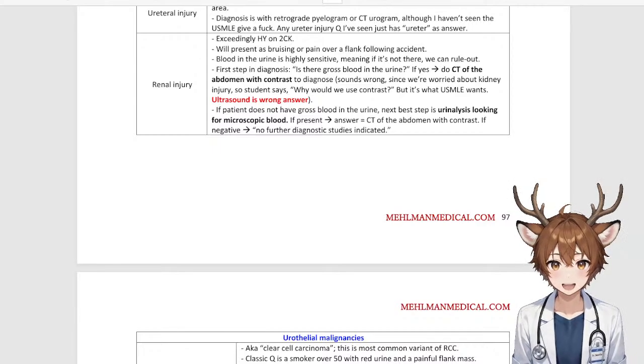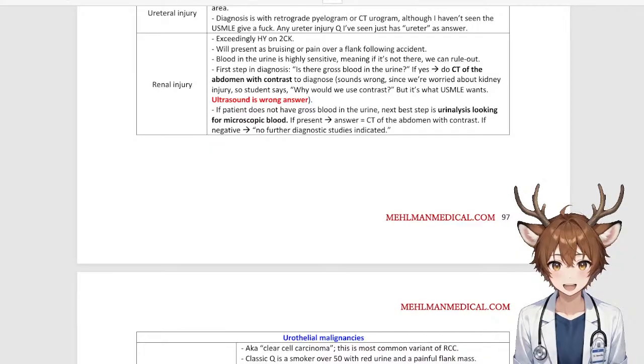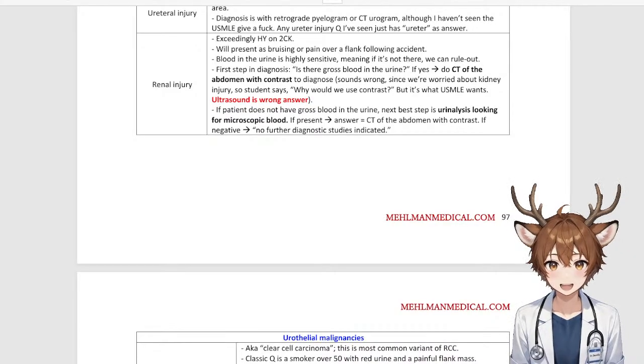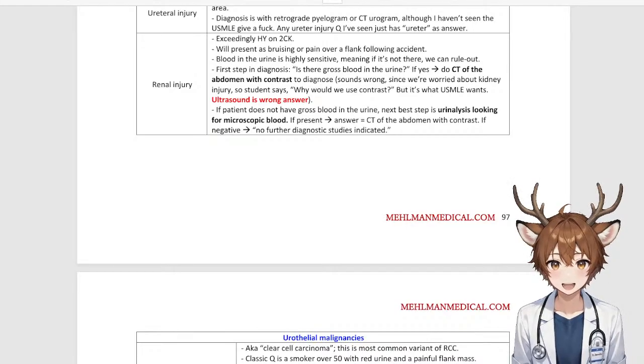If the patient does not have gross blood in the urine, next best step is urinalysis looking for microscopic blood. If present, the answer should be CT of the abdomen with contrast. If negative, no further diagnostic studies are indicated.